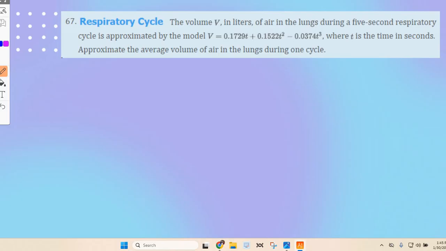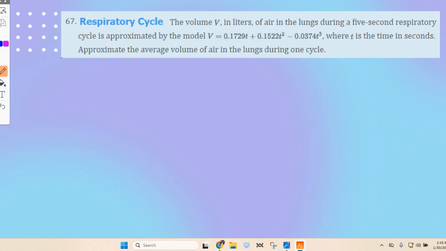So it says the volume V in liters of air in the lungs during a 5-second respiratory cycle is approximated by the model V equals 0.1729 t plus 0.1522 t squared minus 0.0374 t cubed, where t is the time in seconds. Approximate the average volume of the air in the lungs during one cycle. That's a lot.